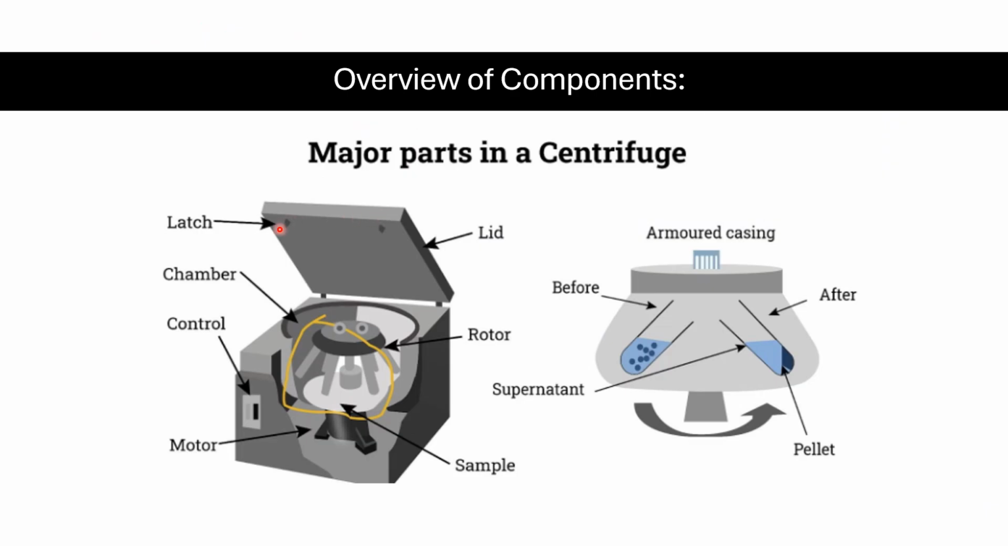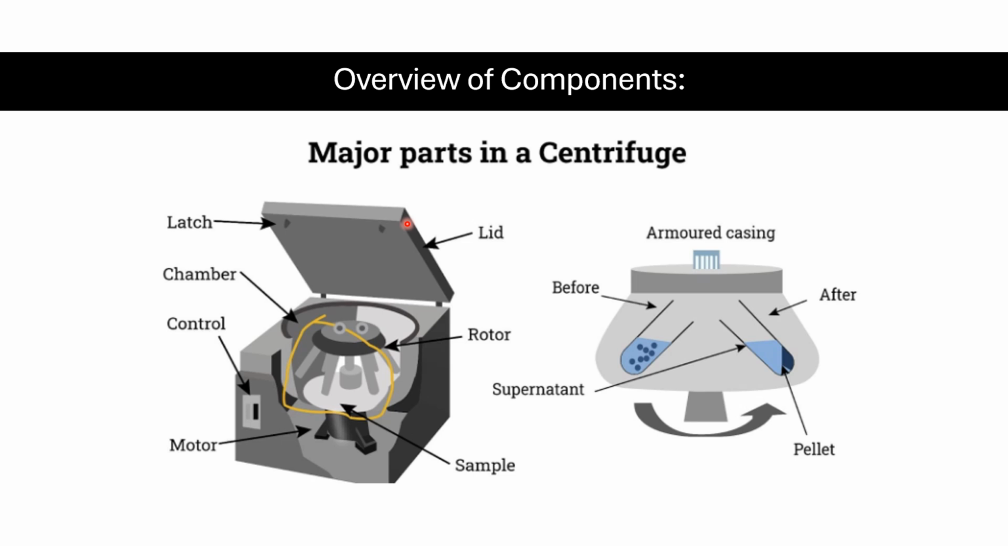Now here we will discuss the overview of components of a centrifuge, right? We'll discuss the major parts of the centrifuge machine. You can see here is a latch, which is a locking system, and this one is the lid. Both are used to secure the chamber to ensure safe operation.